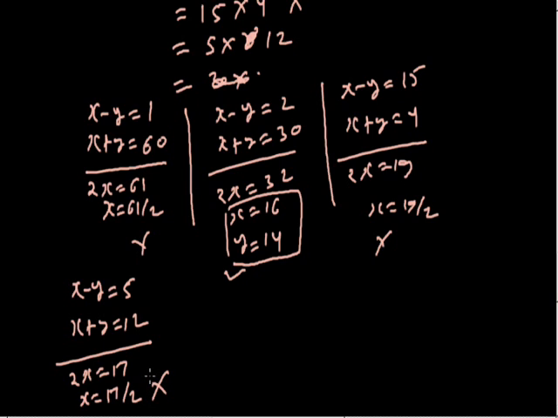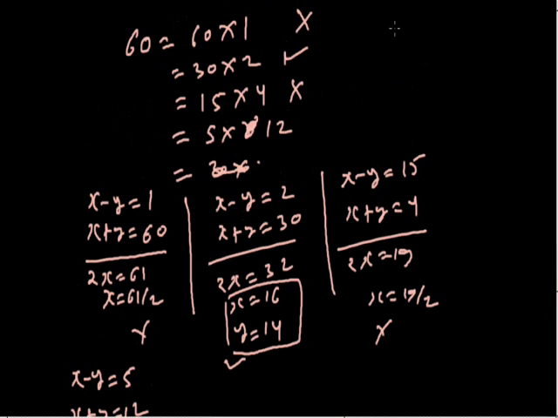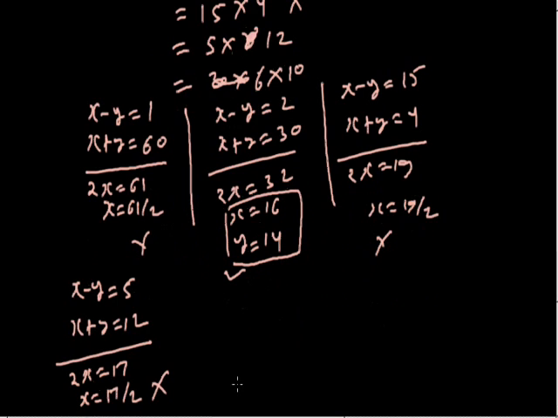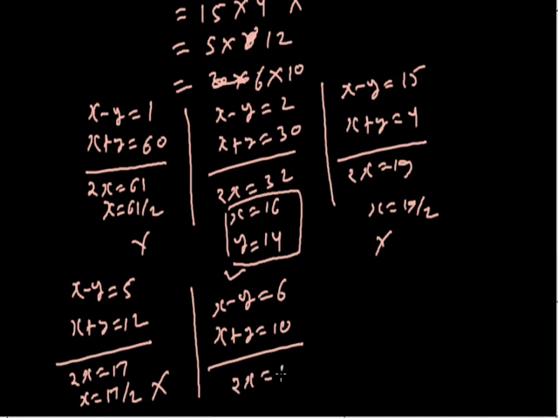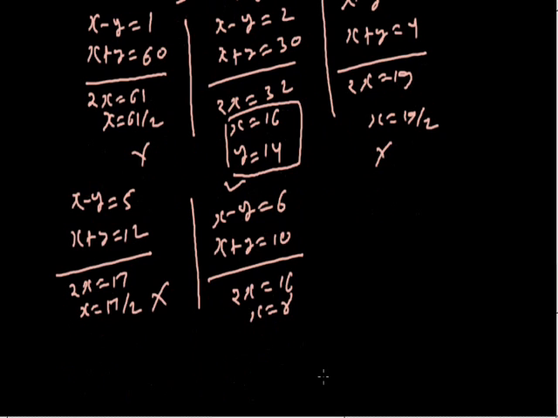One more option is also possible, that is 6 into 10. By this we already get 60, so we can try this one also. Let's say x minus y is equal to 6 and x plus y equals 10. When we add these, we get 2x equals 16, so x equals 8 and y equals 2. So this is a possible option.